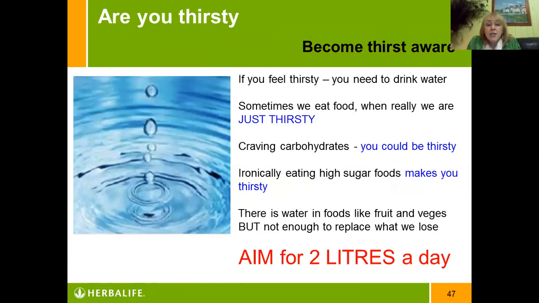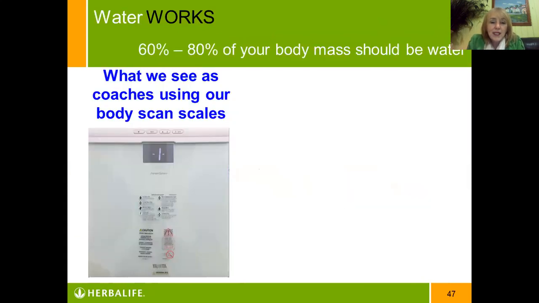The ideal aim is 2 litres of water a day. If you start there, it's a good way to start, and you can increase from there if you want to. So what we see as coaches using our body scales is that about 60 to 80% of your body mass should be water.